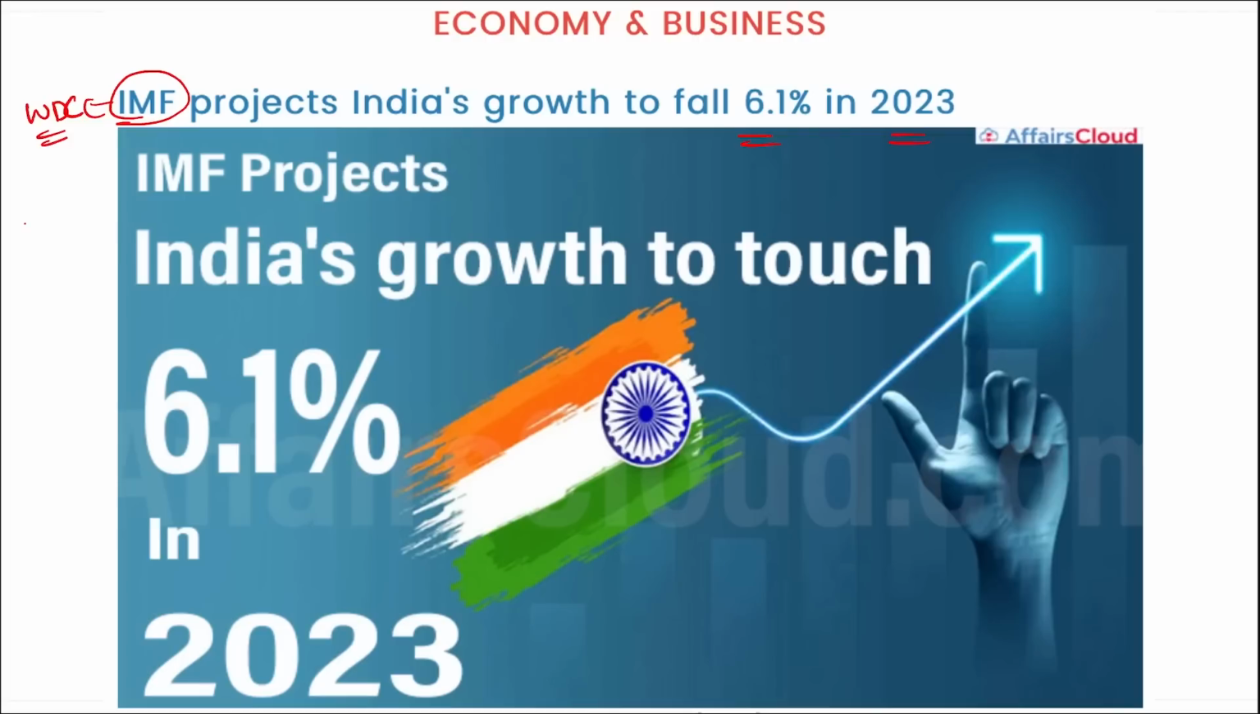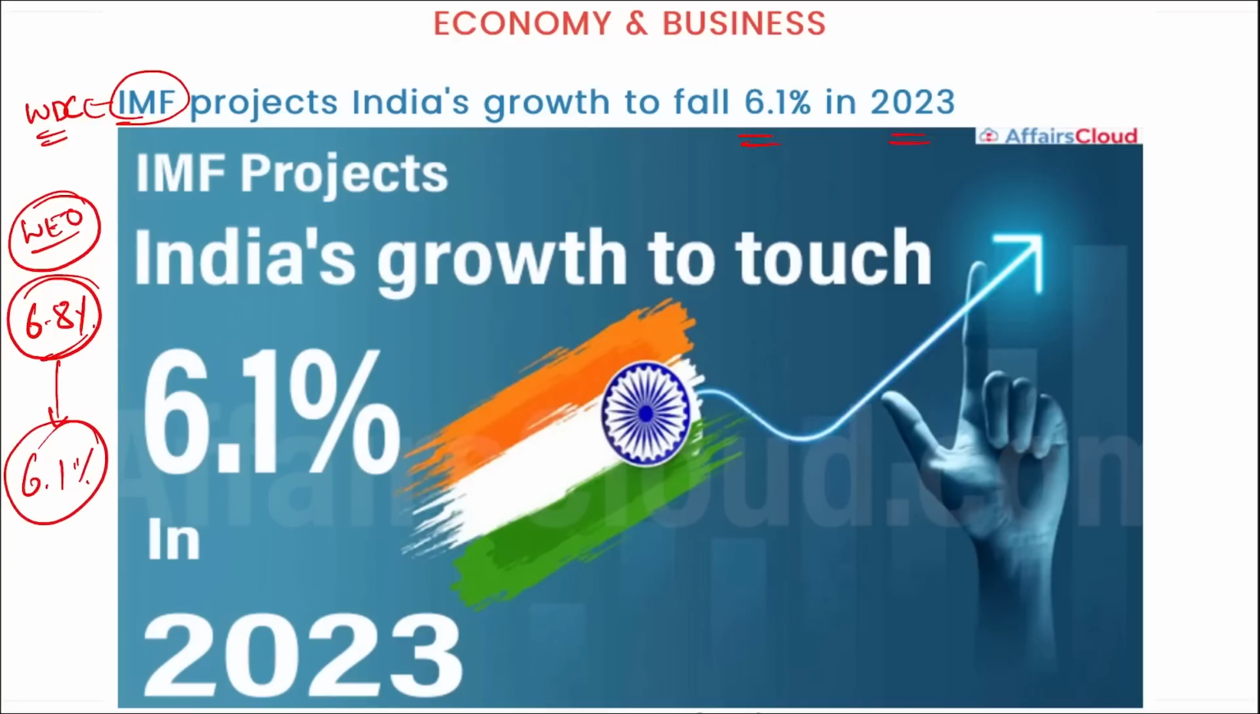Earlier, the IMF, that is the International Monetary Fund, in their World Economic Outlook, projected that India will be growing by 6.8% in the year 2023, but now they have slashed India's GDP growth rate to 6.1% for the year 2023, and also they stated that India still will be growing by 6.8% in the year 2024.